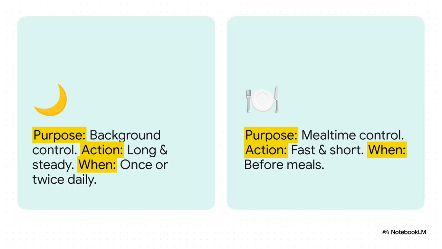So when you look at them side by side, you can really see how different their jobs are, right? Basal is all about that long, steady background control. Pre-meal is for that fast, short-acting punch right at mealtime. Totally different tools for totally different jobs.